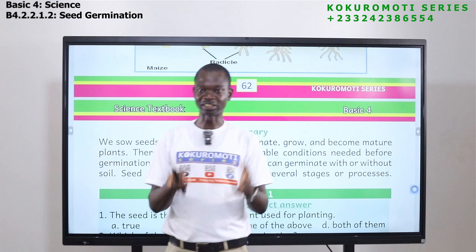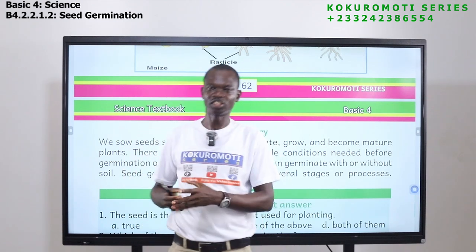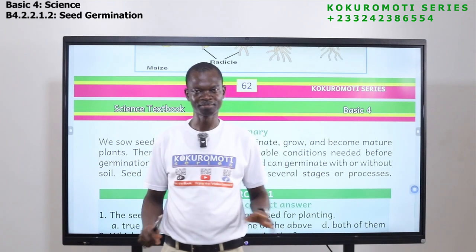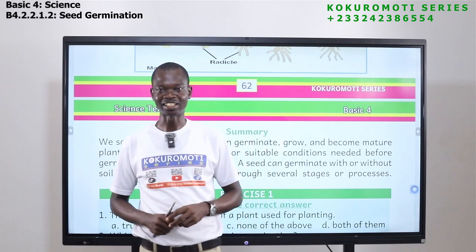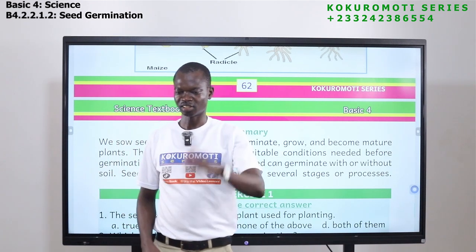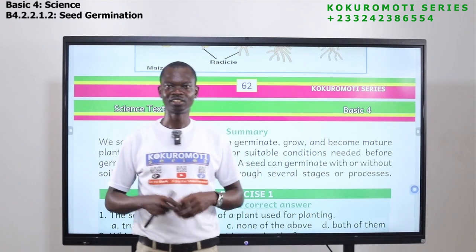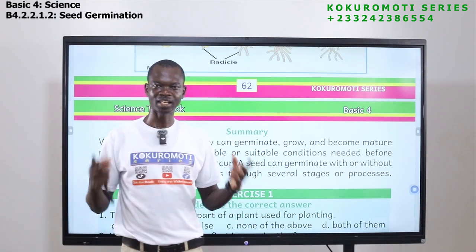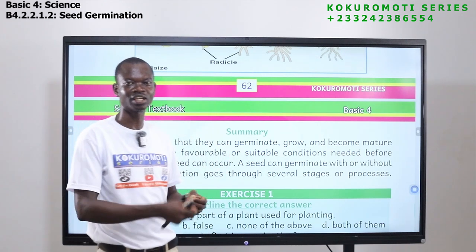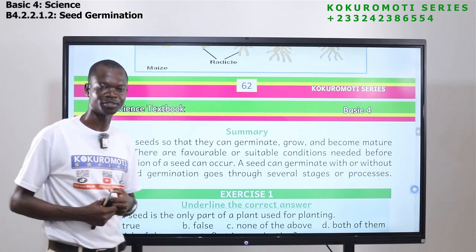Remember that soil is not one of the necessary conditions for seed germination. Seeds can germinate without soil. If you want to try it, you can. Just get maize, spread it on your floor. Make sure there is water. You sprinkle water on it. Make sure there is enough air, and the temperature too. The room should not be too hot. After some time, you see that the seeds are germinating. So you see, this is what we have learned today.